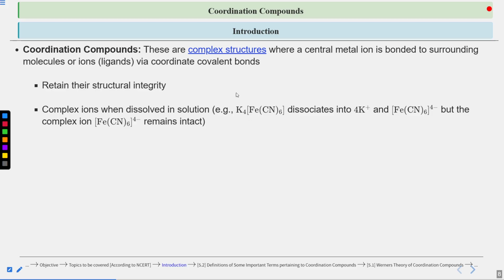So if you take the example of K4[Fe(CN)6], it will dissociate into 4 cations of potassium and 1 anion of this complex. This complex is not going to dissociate or divide further, so it will remain intact.